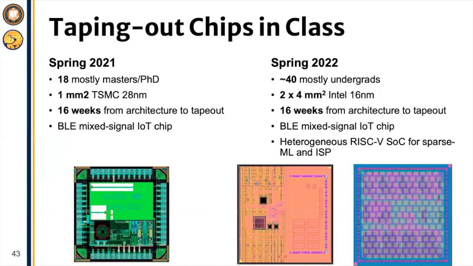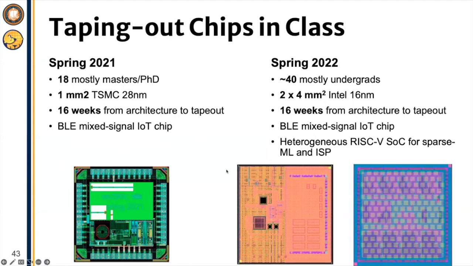And just as proof of this, we've been teaching a class at Berkeley over the past several years on how to tape out chips in a single semester. This class has been ramping up and growing in popularity. In spring 2021, it was 18 students doing 1 mm². In spring 2022, the class doubled and the area more than quadrupled.